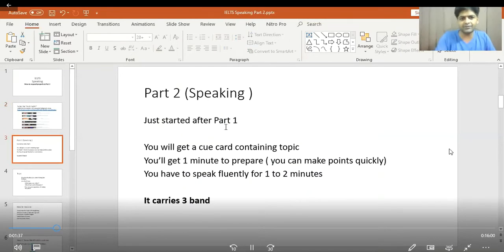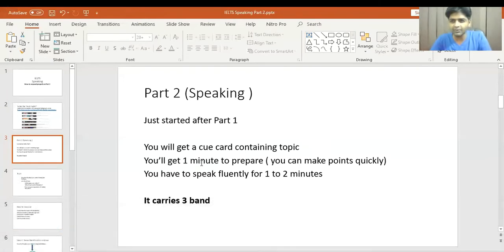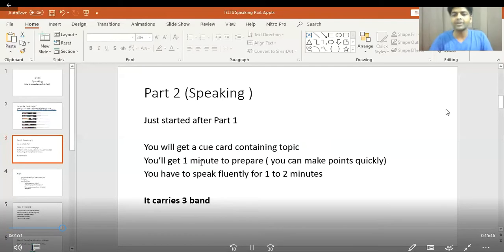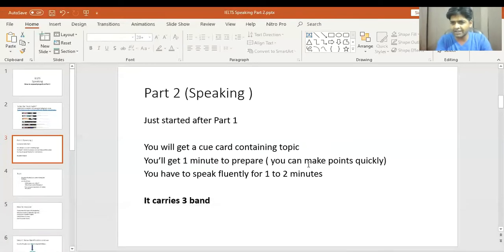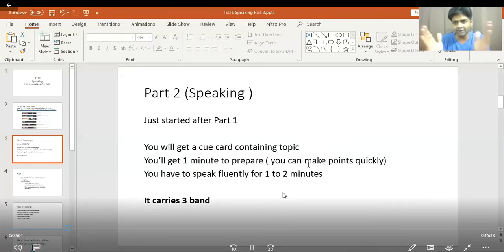Just after part 1, speaking part 2 will start, and you will get a cue card which will have around 3 questions or a framework of sorts. You will get 1 minute to prepare your topic, and after that you have to speak for 1 or 2 minutes. You can quickly make your points on that page, or cue card, in 1 minute. Then you can move on to your 2 minutes of speaking, but it's better that you make your notes, otherwise you will be at a loss.